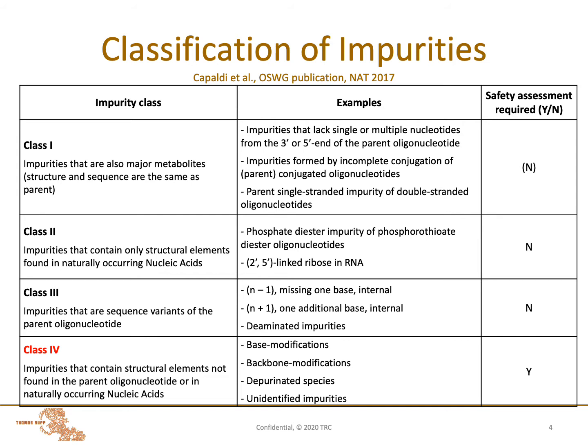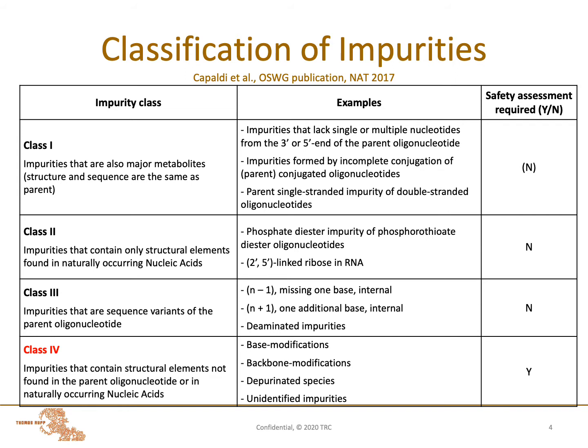Class 2 impurities are impurities that contain only structural elements that are found in naturally occurring nucleic acids. This is, for example, the phosphodiester impurity in a phosphorothioate oligonucleotide, or 2', 5' linked riboses in RNA. As they are natural occurring structural elements, they also do not require a safety assessment.